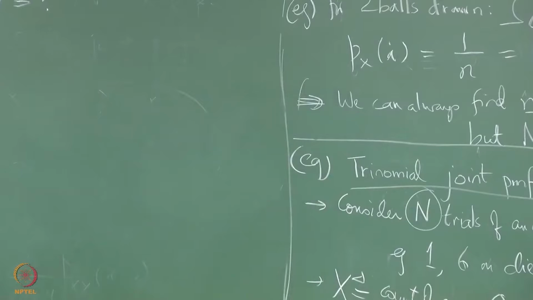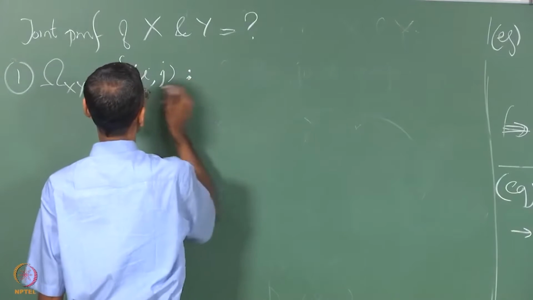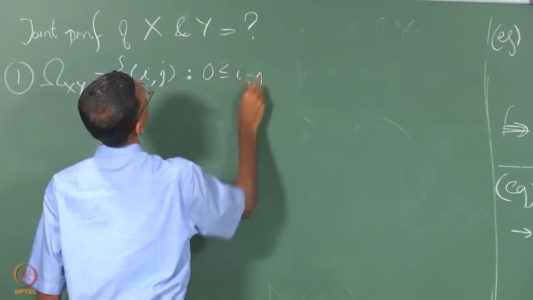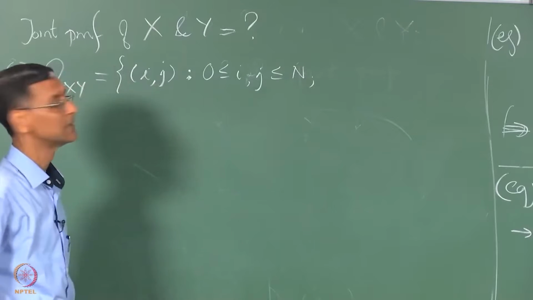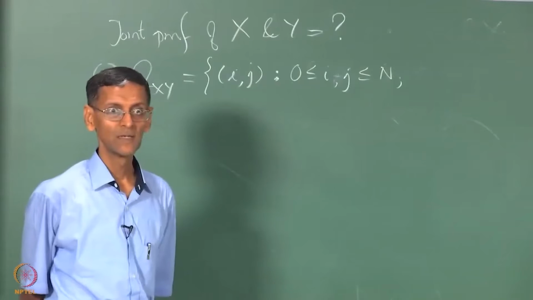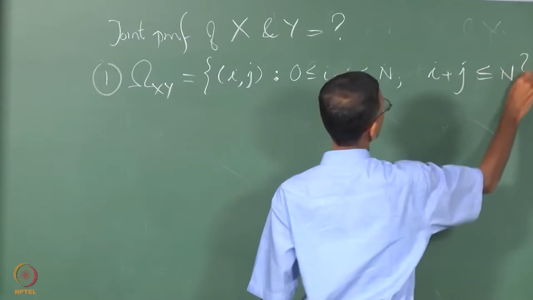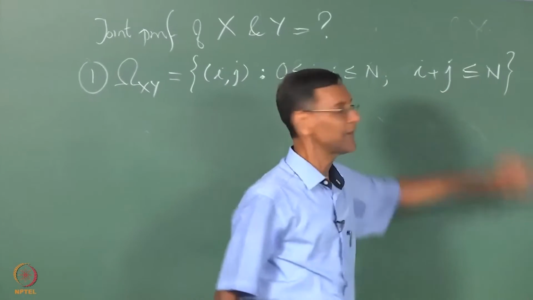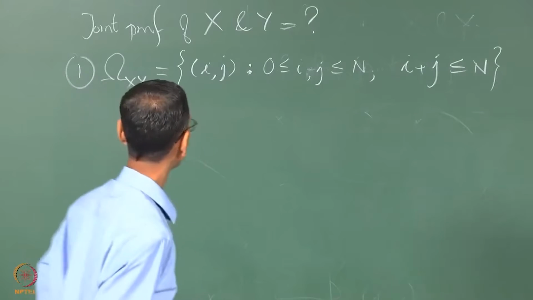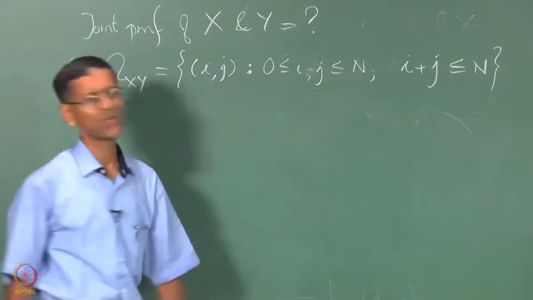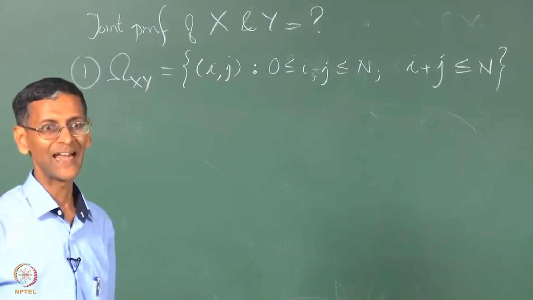So, what is omega xy? The set of all points ij such that i and j are both between 0 and n, but you also want to do what? You want to say i plus j must be less than or equal to n. Of course, they can equal n, that is right. This is just i plus j equals n is possible, but not more. So, if you plotted all these points on the xy plane, it would be what? It would be a triangle actually, right?